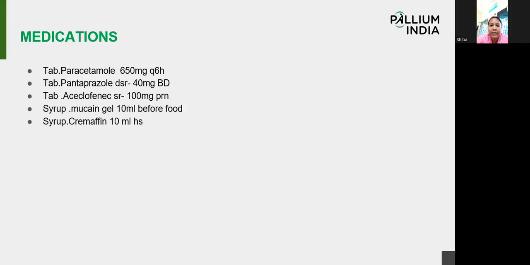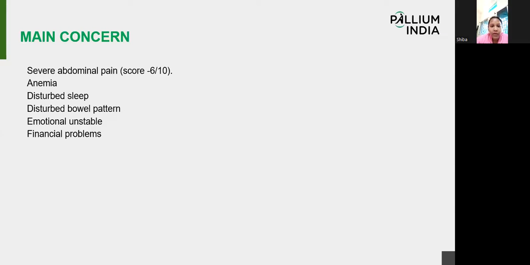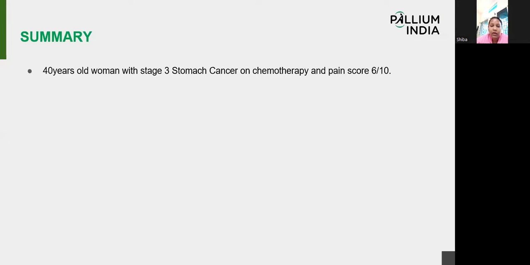Medication: tab paracetamol 650 mg Q6H, tab pantoprazole DSR 40 mg BD, tab aceclofenac SR 100 mg PRN, syrup mucaine gel 10 ml before food, syrup cremaffin 10 ml HS. Her main concerns were severe abdominal pain, pain score 6 by 10, anemia, disturbed sleep, disturbed bowel pattern, emotional instability, and financial problems. Summary: a 40-year-old woman with stage 3 stomach cancer on chemotherapy and pain score 6 by 10.